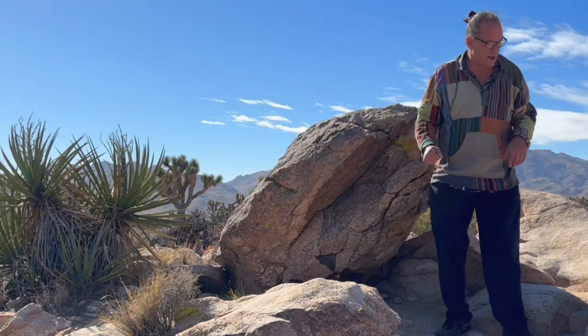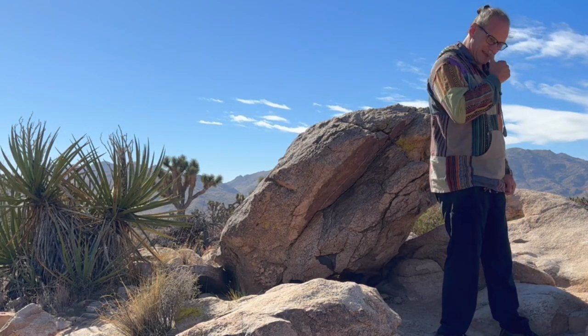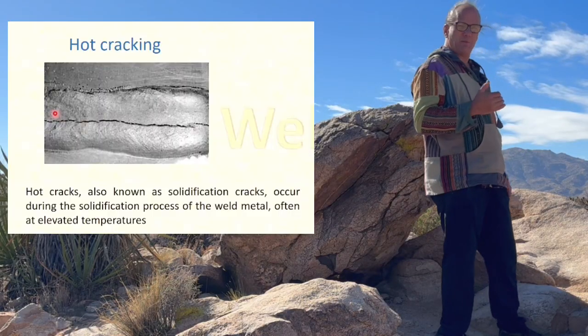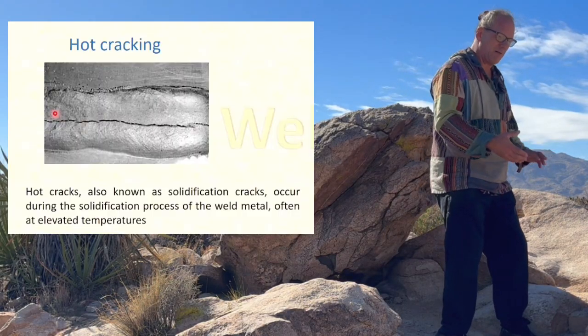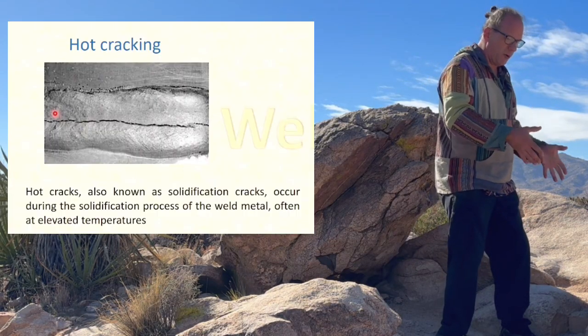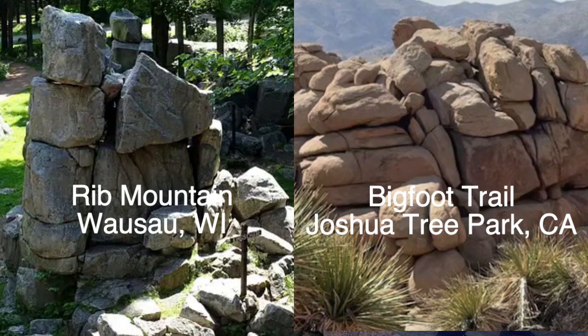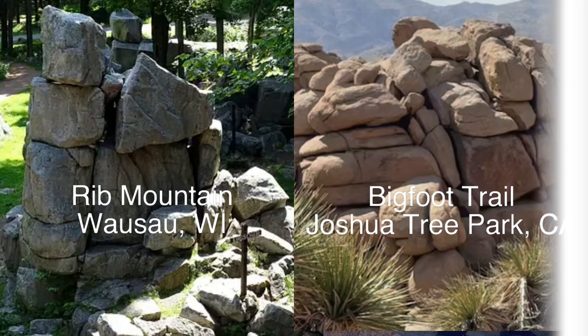Where do these holes come from? Where do these line striations come from? And the answer might be as simple as saying that at the very end of the apocalypse, there was a mass cooling event. Because I see these same types of lines at the park at Rib Mountain in Wisconsin, where you have these nonlinear line breaks all over the place.